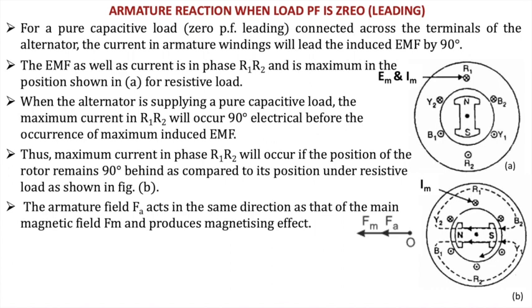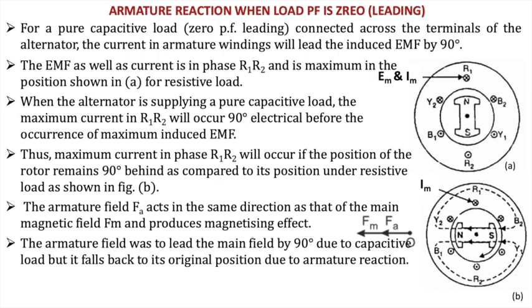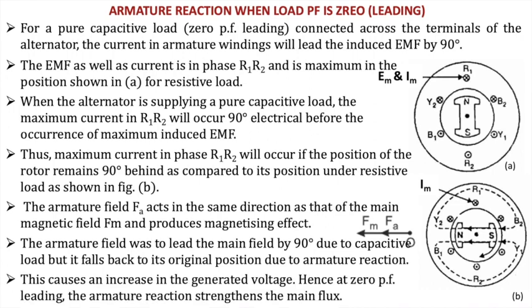So the armature field acts in the same direction as the main field and therefore produces a magnetizing effect. It is just in addition to the main flux. The armature field, which was supposed to lead the main field by 90 degrees due to capacitive load, is actually falling back from its original position due to armature reaction. Therefore, this causes an increase in the generator voltage, and therefore at 0 power factor leading, the armature reaction strengthens the main flux. So now we'll try to summarize it with the help of the waveforms.